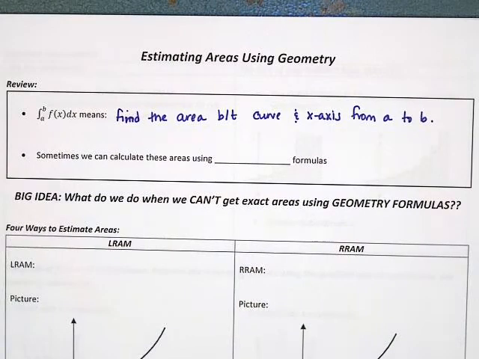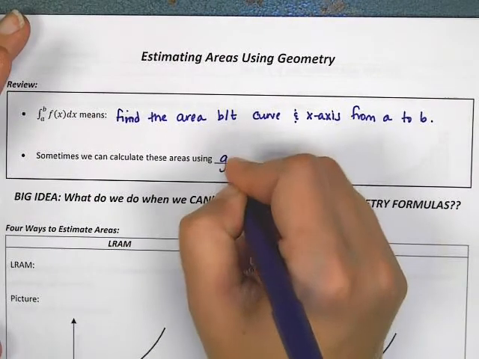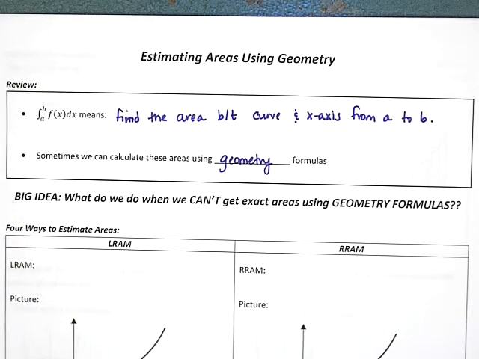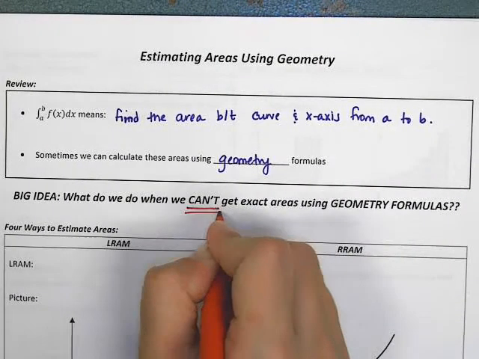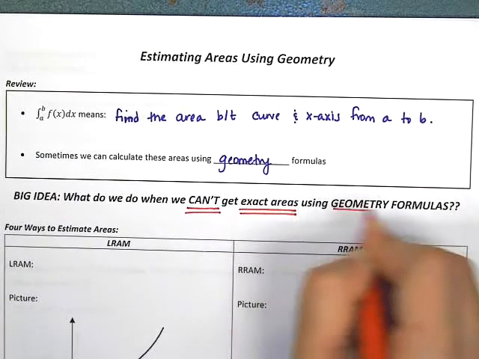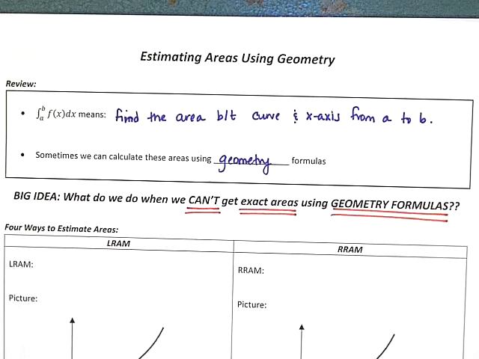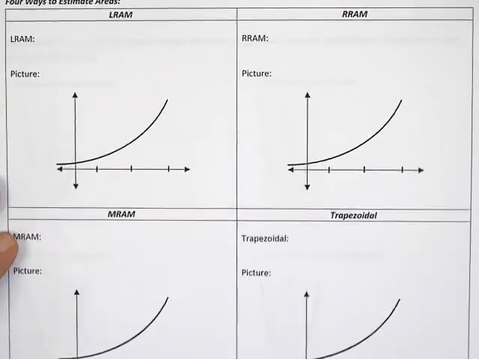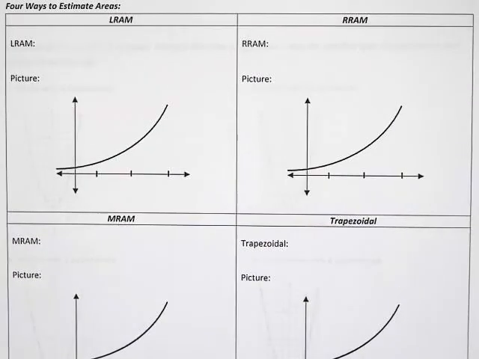Sometimes we can calculate these areas using geometry formulas. That's pretty much all we've been doing for a while. But the big idea of today is, what do we do when we can't get exact areas using geometry formulas? Well, then what we're going to do is estimate areas using specific geometric shapes. So we have 4 ways of estimating areas. And we used the activity today to help you visualize this a little bit.